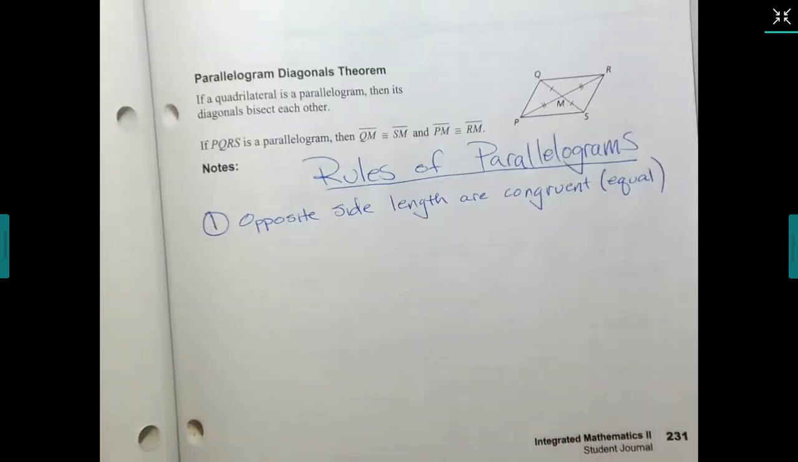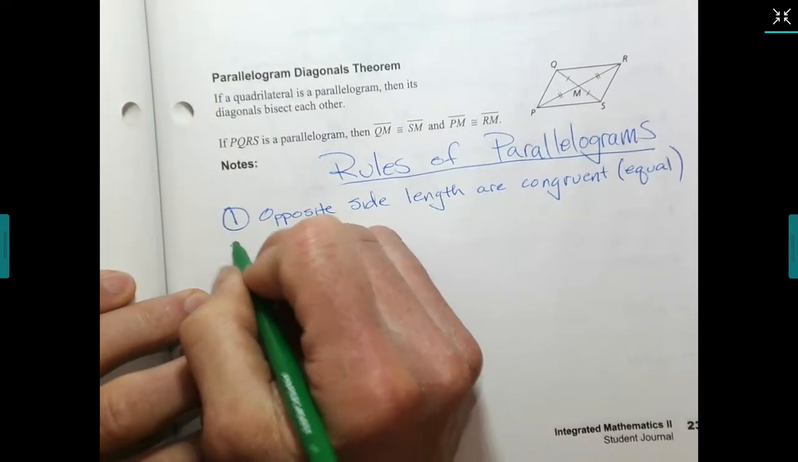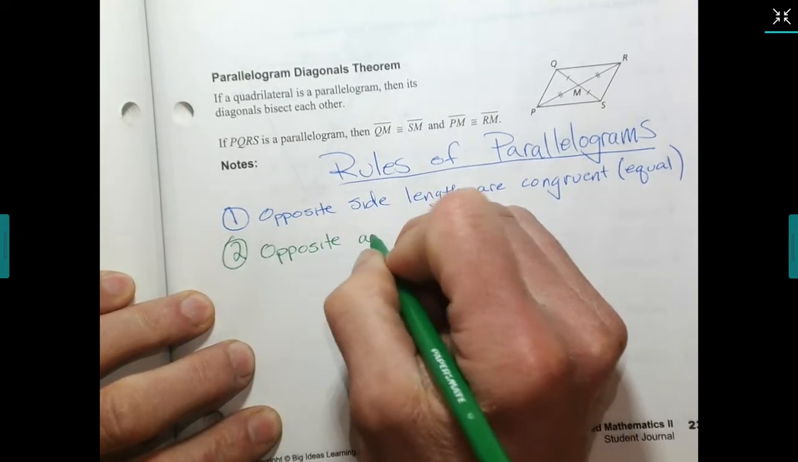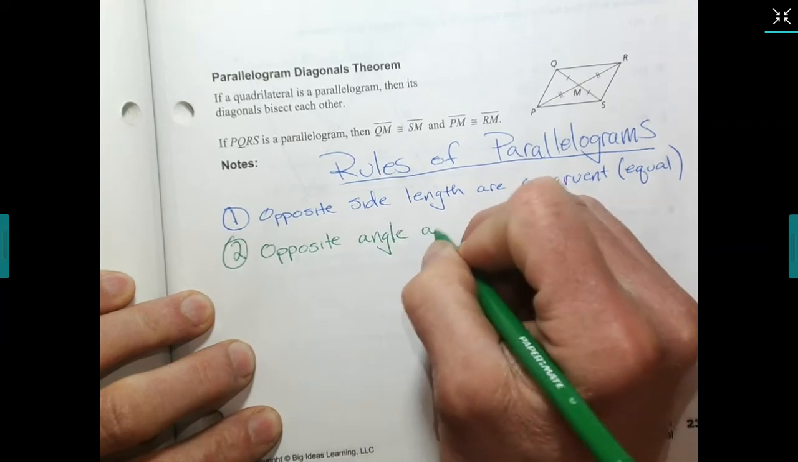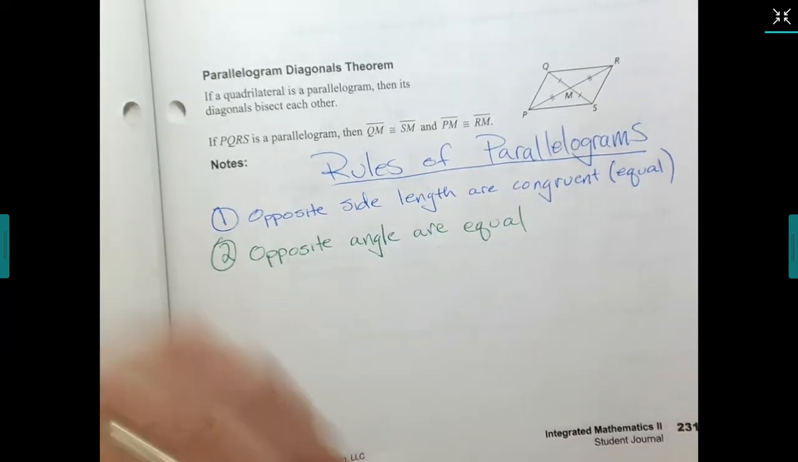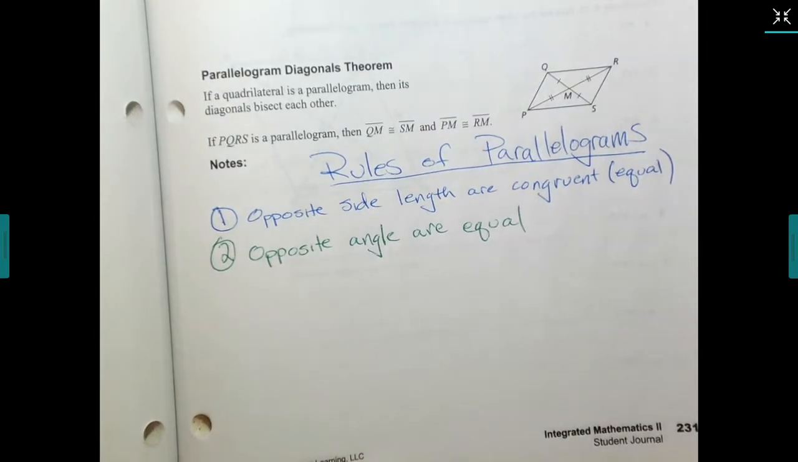So number two, opposite angles are equal. All right, let's check out rule number three.